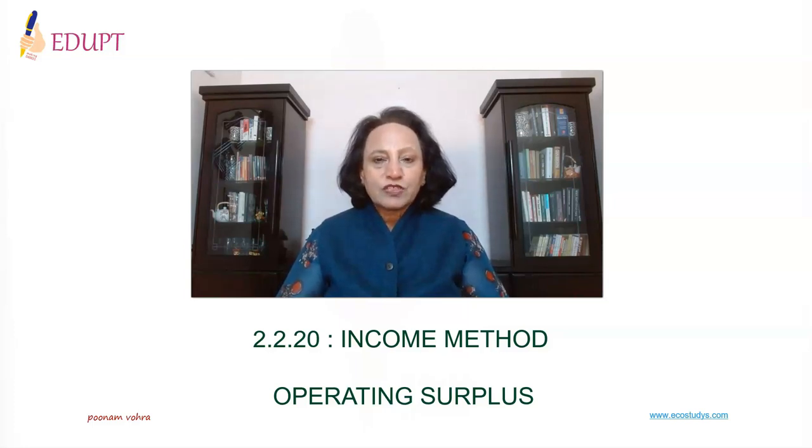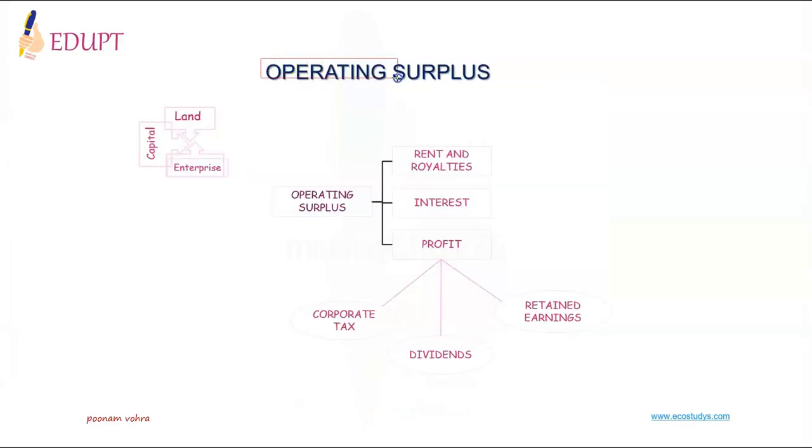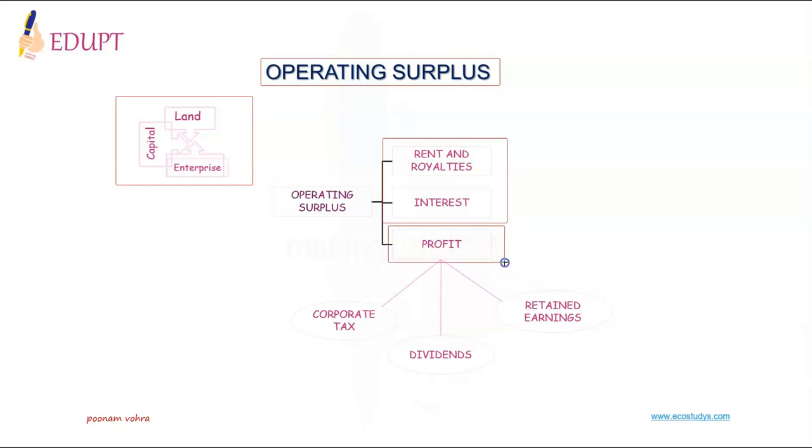This session focuses on another component of income method, that is operating surplus. So let us understand more about operating surplus. Operating surplus is related to land, capital and enterprise as the factors of production. So it is the income earned from property comprising of rent, royalties and interest, and from entrepreneurship comprising of profit.